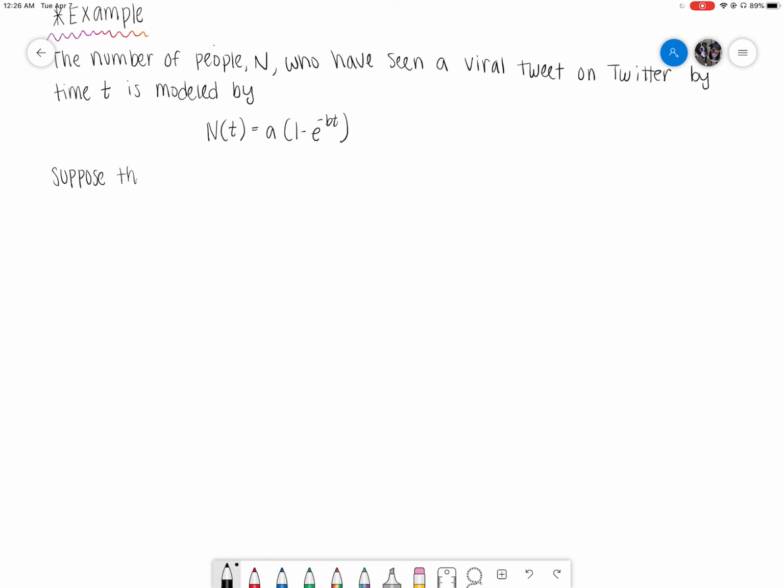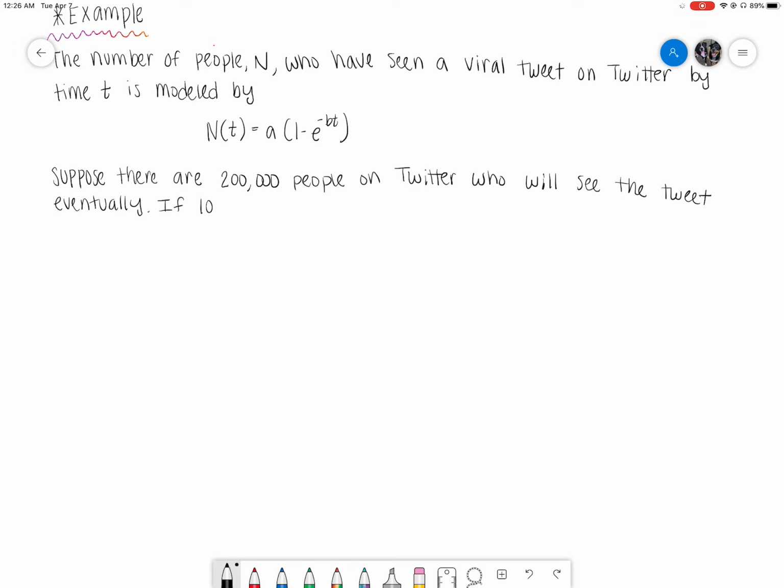Suppose there are 200,000 people on Twitter who will see the tweet eventually. If 10% of them see the tweet in the first day, find A and B. And assume that time is being measured in days here.